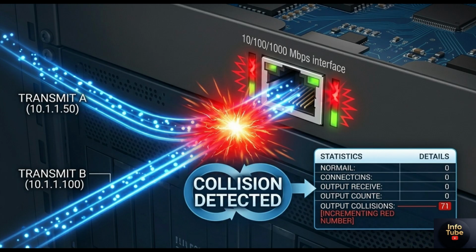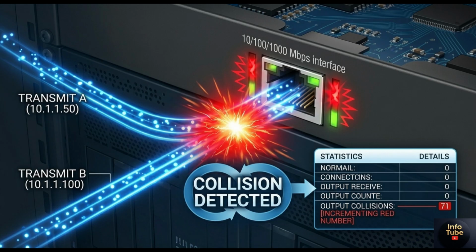Objective 1.4 focuses on identifying interface and cable issues. When we say an interface is not working right, it usually shows up as one of four common problems. First, let us talk about collisions. A collision happens when two devices connected to the same shared Ethernet media try to talk at exactly the same time. Think of it like two cars trying to merge into the same lane at once. They crash and the data is lost.